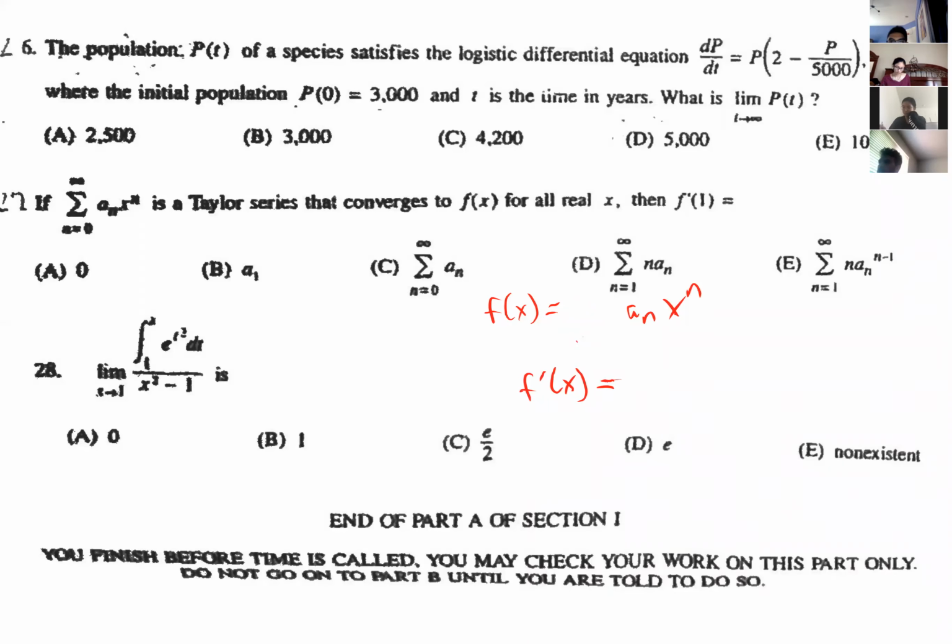Okay, so when you take the derivative, I'll let my function equal this, and I'll just keep it as f of x. The derivative becomes n a sub n x to the n minus 1. So when you find f prime of 1, you just plug in 1 for x. So n times a sub n, which is letter D when you make it a series. So again, I wouldn't stress over that one. I don't think you'd see anything like that.